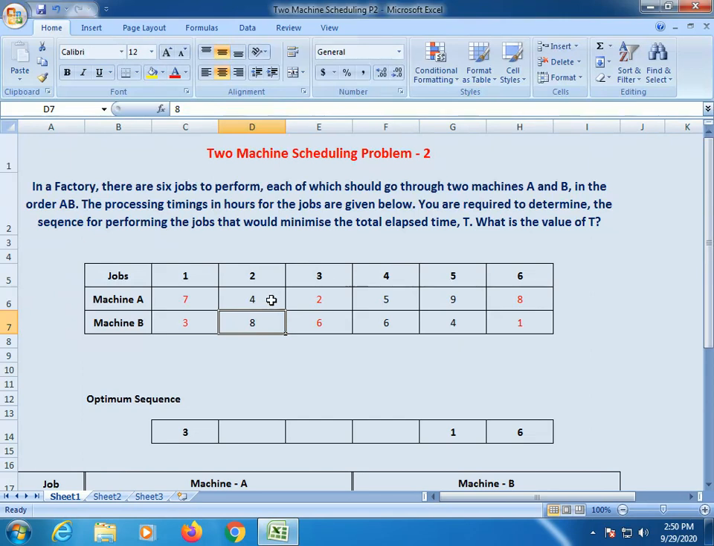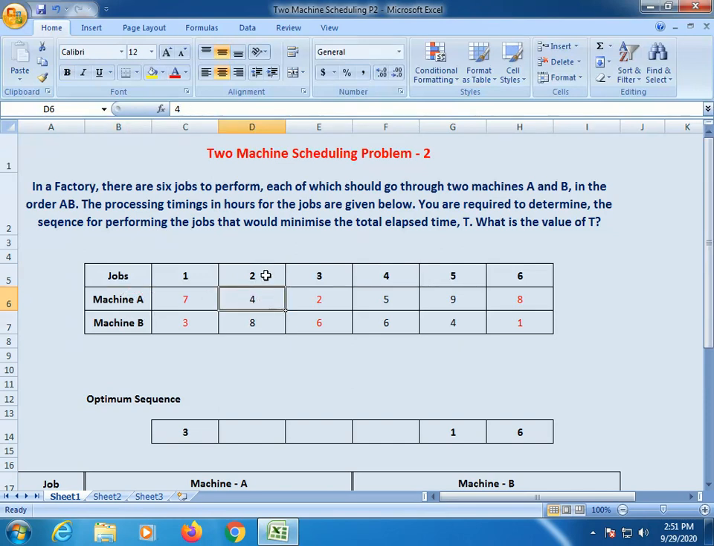That's why we have to take this 4. Okay, so we have to take this 4 hours. Then after this we will go for this 4. Okay, so here we have 4. This 4 is relating to job 2 and machine A.